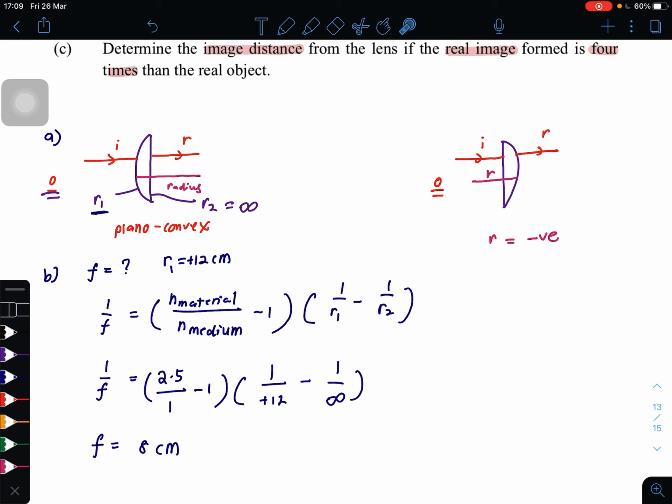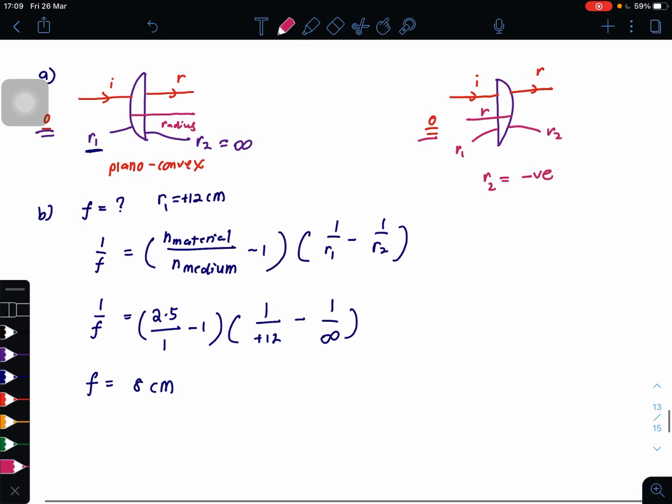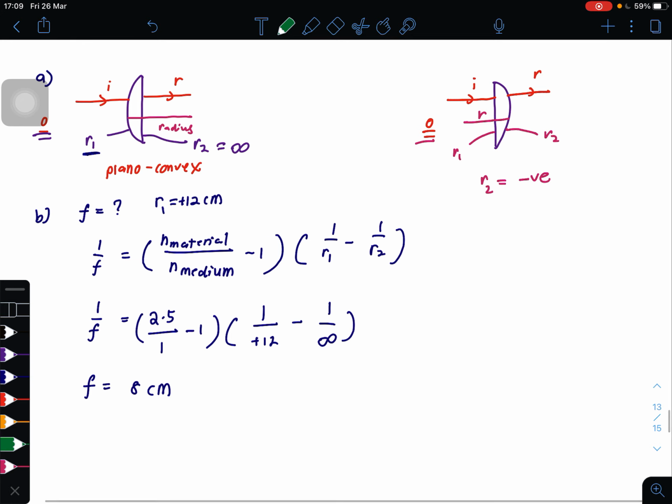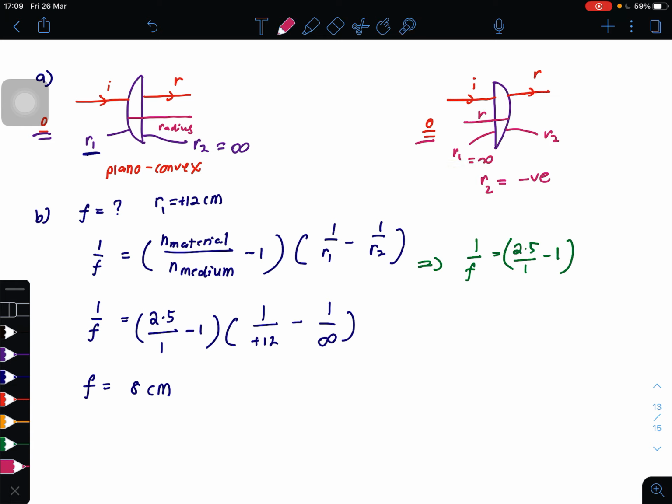But, apabila kita tentukan R1 and R2, because dekat permukaan depan yang dekat dengan objek ni, always R1, dan dekat belakang R2. So, meaning that here, R2 yang akan jadi negative. So, when we substitute, okay, ni substitute kat sini. Apabila kita substitute, 1 over F is equal to 2.5 over 1 minus 1. And then 1 over R1 kan. R1 kita adalah this one, which is infinity.